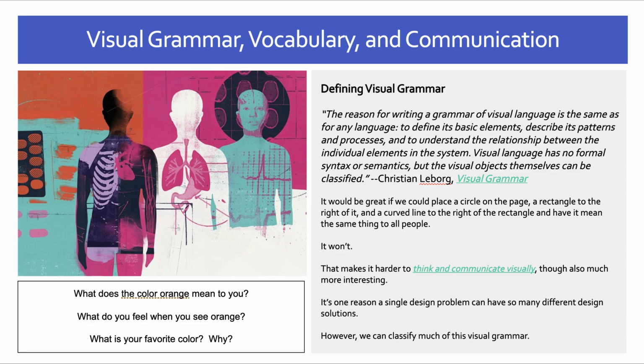Okay, so for instance, here are some examples of what we just talked about in theory. What does the color orange mean to you? What do you feel when you see orange? What is your favorite color and why? And by the way, young people like orange, older people don't. And that's a very gross, broad generalization because there are certainly older people that like orange.